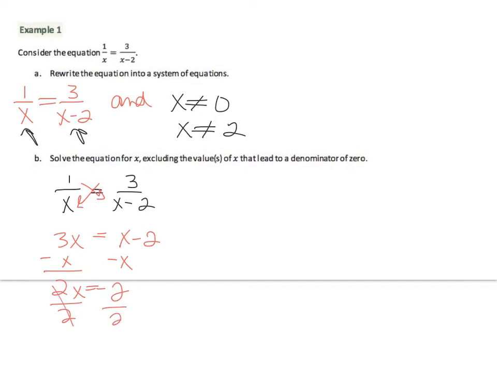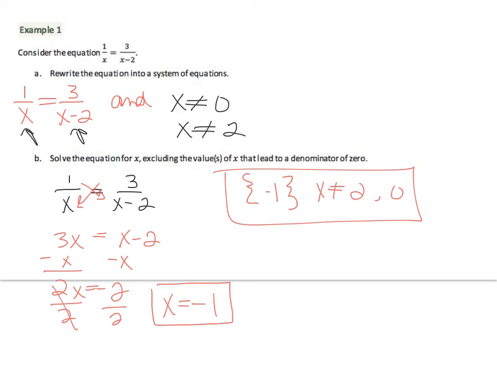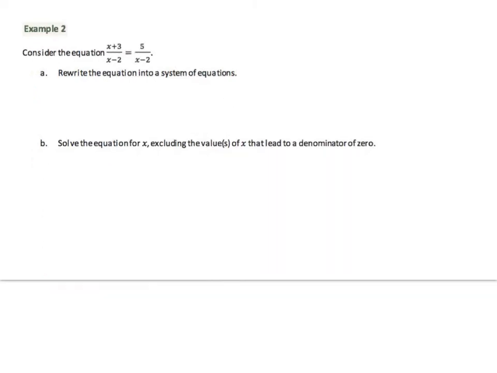Divide, x equals negative 1. So this is what the solution can equal, so I'm going to do set notation. Negative 1, but x cannot equal 2 or 0. So that really is my answer, all of it.